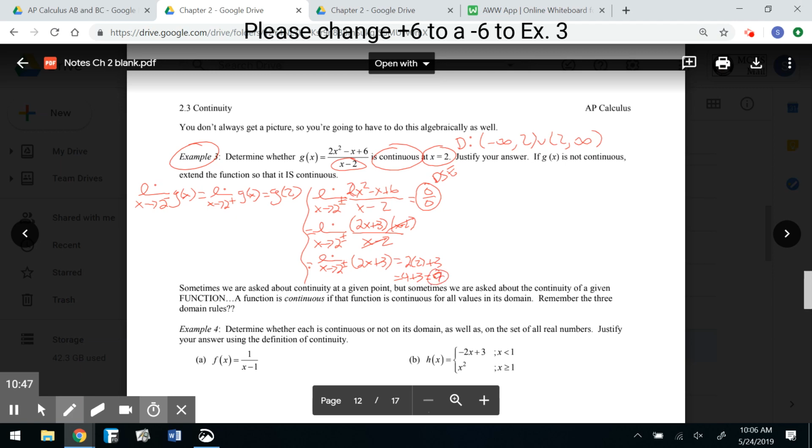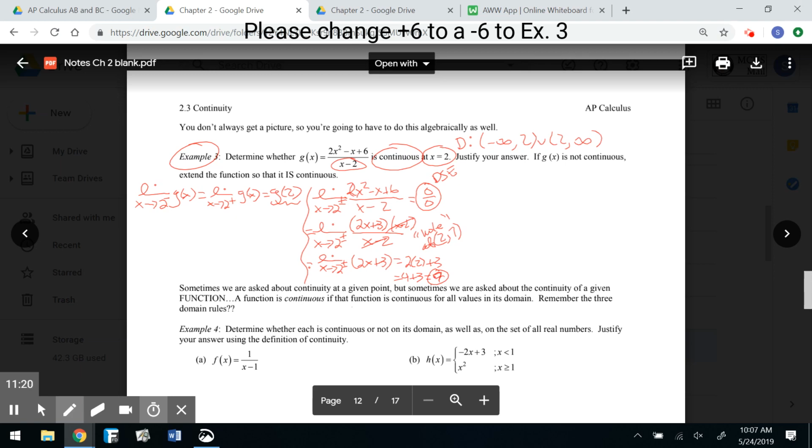Okay, what the heck does that mean? That means I have a removable discontinuity, aka hole, at (2, 7). So let's do a little note here. Hole at (2, 7). Okay? And that's a removable discontinuity right there. Now, if you notice for this particular problem, your function value at g(2) would actually be undefined, right? I got a 0 over 0 for that.